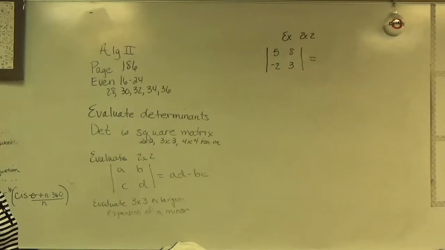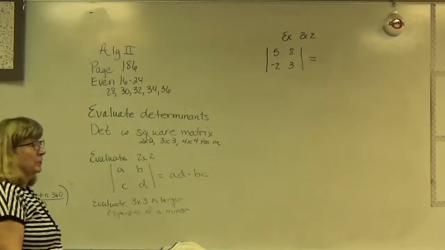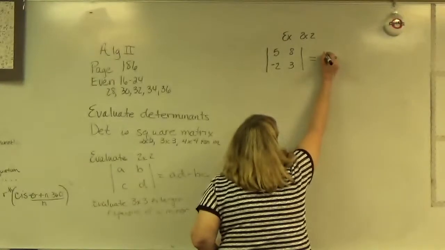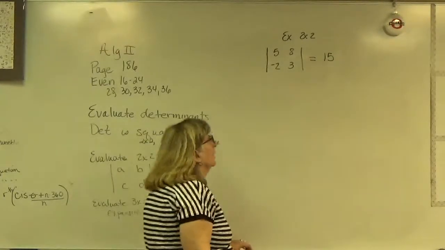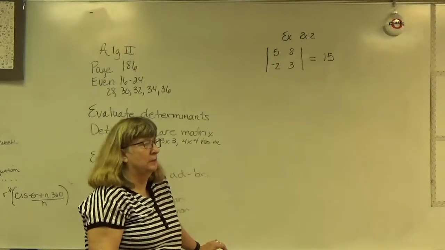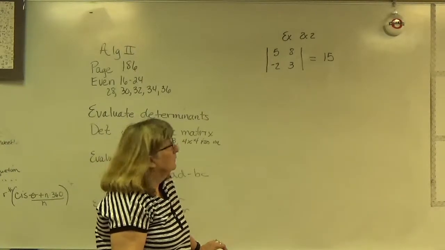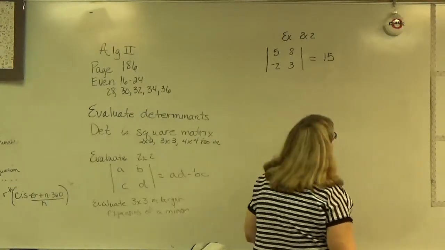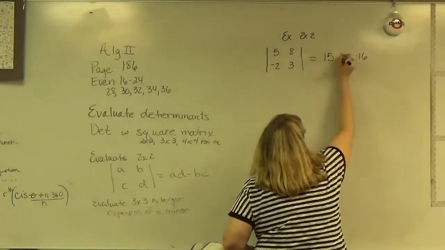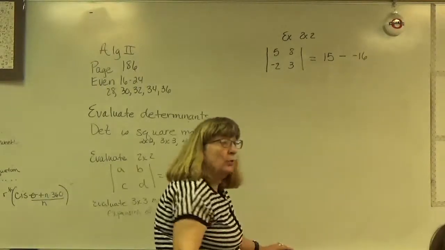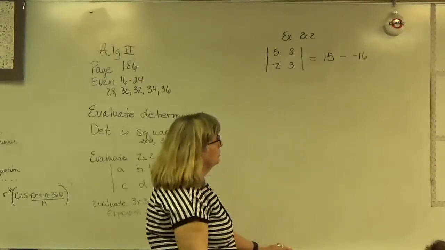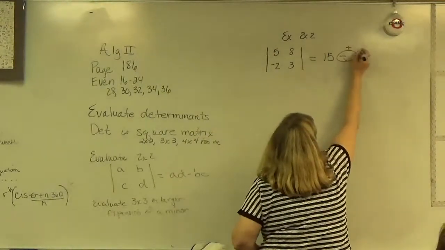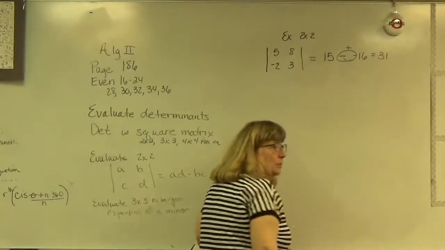I'll let you guys help me. So, Robert, what's the diagonal down going to be? 5 times 3. And Aaron, what's the diagonal up going to be? It's -2 and 8. So -16. And then we subtract, and you will always subtract between the two. So those two negatives together are going to end up making a positive. So we're going to end up with 31.